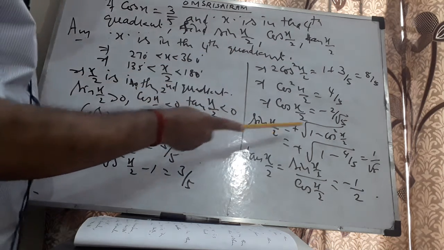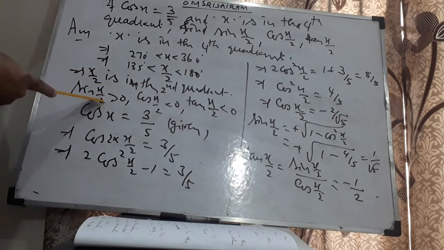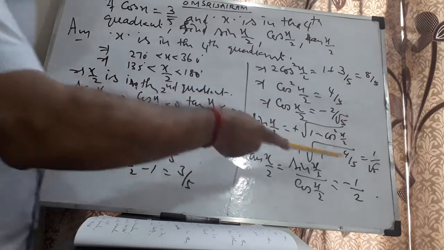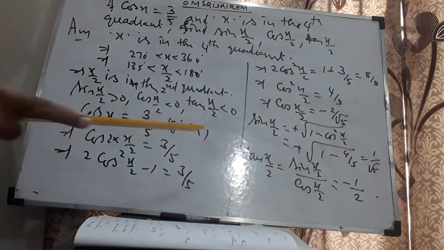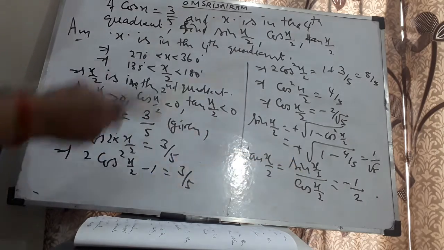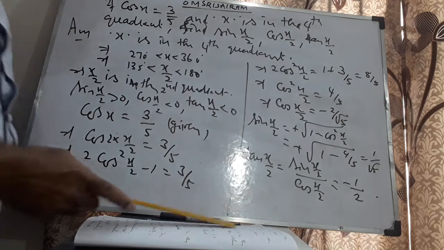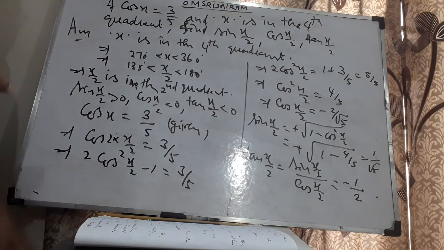Now I take sin x by 2 as positive square root of 1 minus cos square x by 2 because sin x by 2 is positive here. 1 minus 4 by 5 here. Take LCM. Therefore, sin x by 2 becomes 1 by root 5. Tan x by 2 is sin x by 2 by cos x by 2, which is anyway minus 1 by 2. The speciality of such a problem is I need not even know the exact value of x.